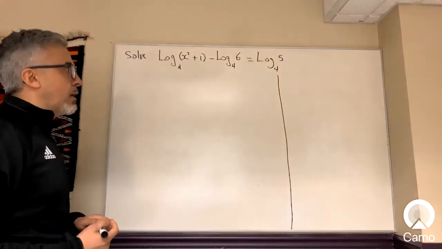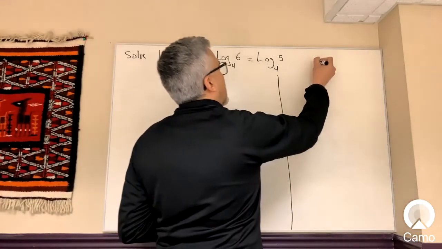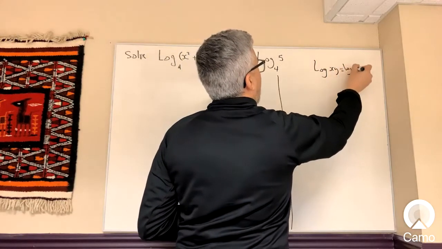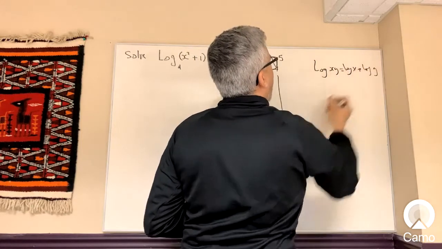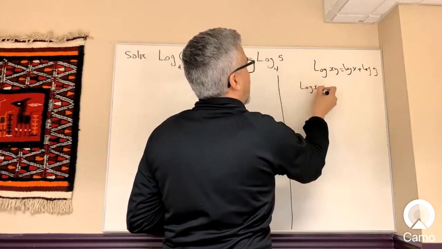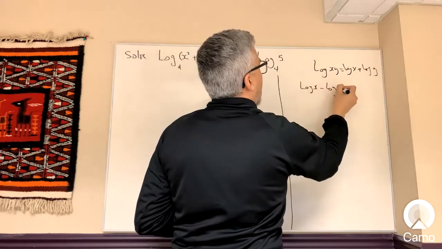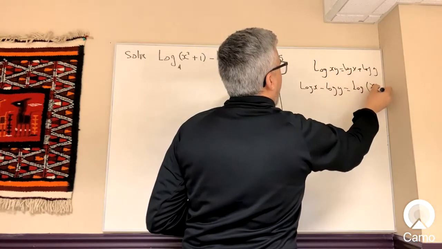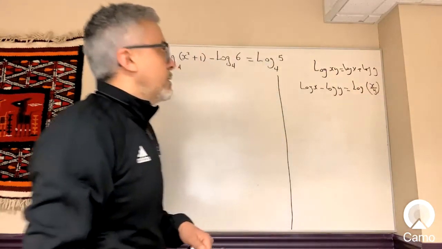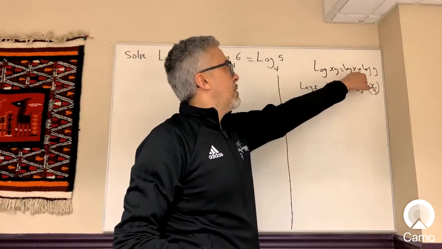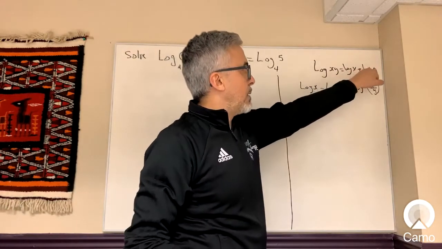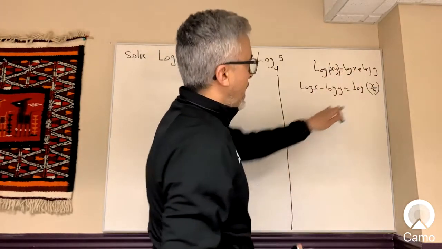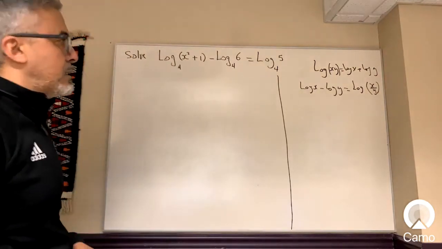So just remember the log rules. Your log rules are: log xy is the same as log x plus log y. Log x minus log y would equal log x over y. This is the addition identity for log. So log x plus log y is the same as log x times y. And when you're minusing, you change it to division.